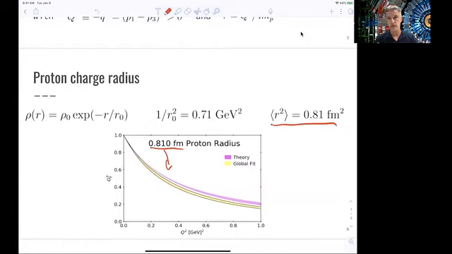The next lecture now, I split this lecture in two parts, the elastic and the inelastic scattering. The next lecture will be on inelastic scattering, where we break the proton apart and learn about the structure of the proton.